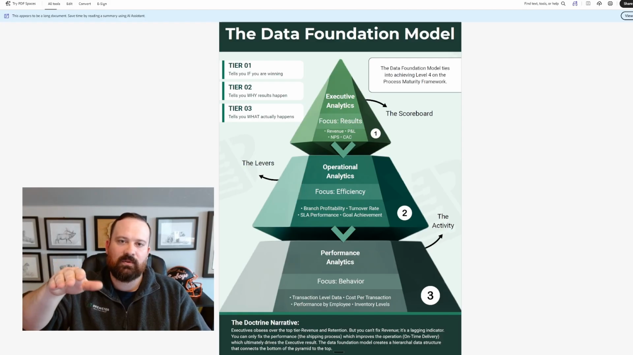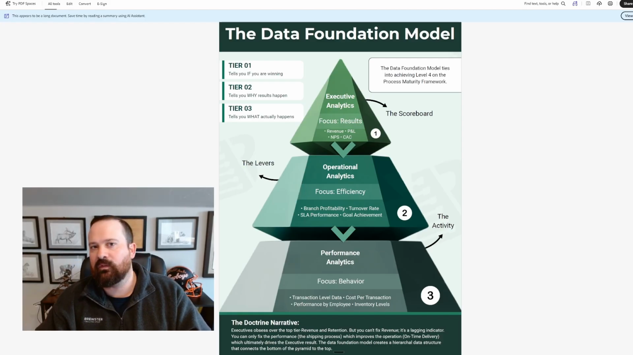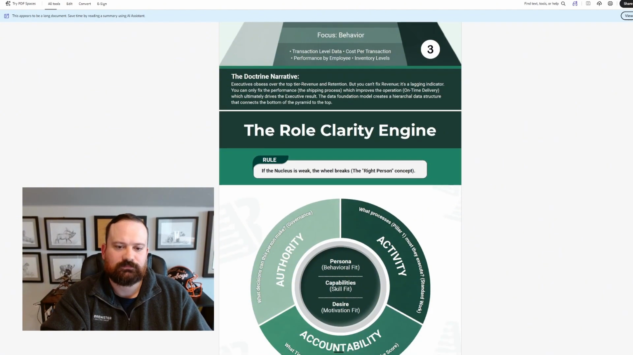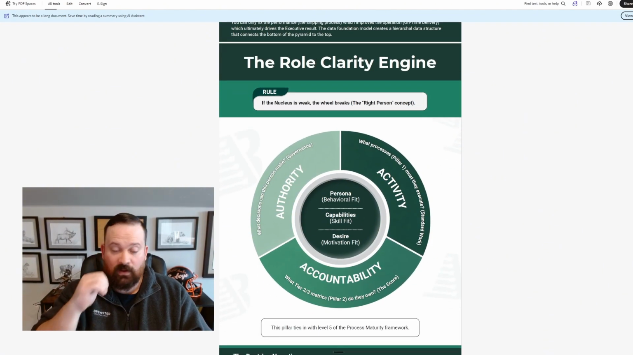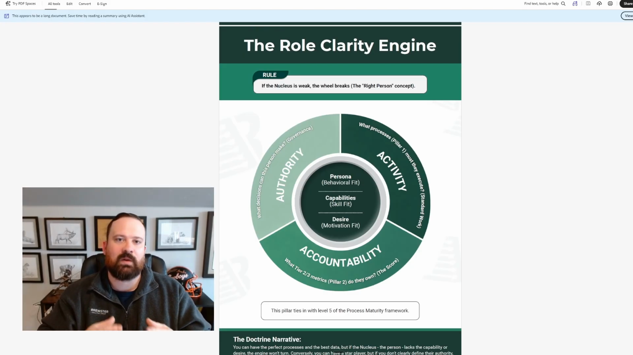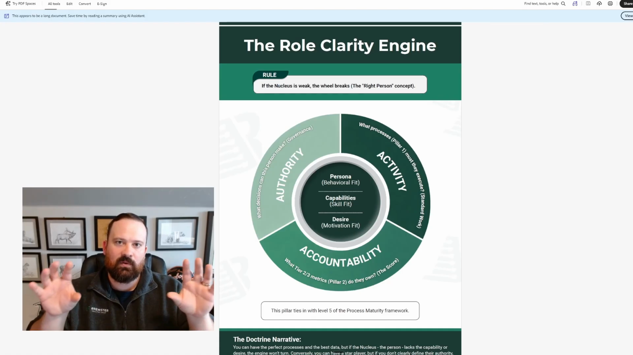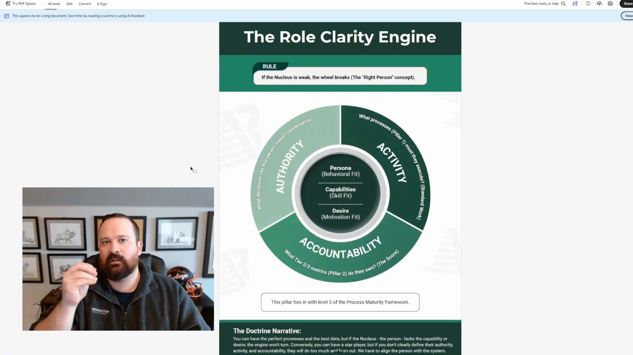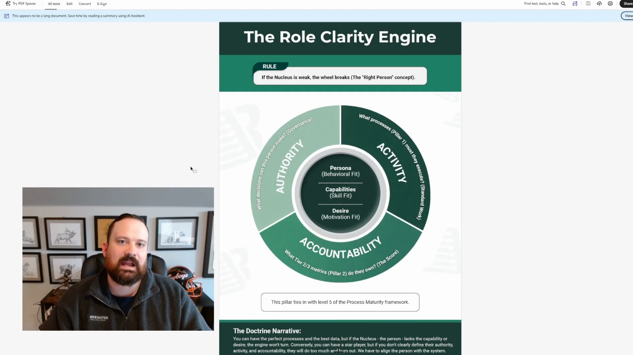And this is also going to help your core processes achieve level 4 on the process maturity framework, which is kind of the cornerstone of the overarching methodology, right? And then from there, we roll into the role clarity engine, right? And so the role clarity engine is focused on making sure that you have the right fit for people in individual roles, right? And so the way you can visualize the role clarity engine is as a wheel with a nucleus and then 3 core components or spokes that come off of that wheel, right? And so inside of the nucleus is the person's actual fit in a role.